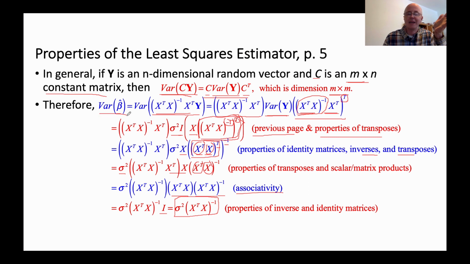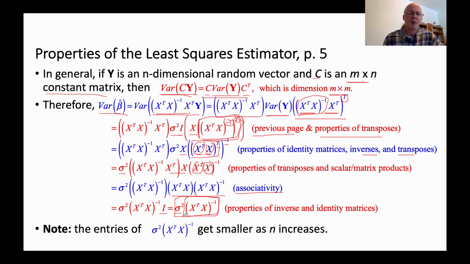That's the variance of beta hat, which is really the variance covariance matrix. Beta hat is a vector. Its variance is really a variance covariance matrix. It's sigma squared, that constant, times this matrix. Okay? Is beta hat consistent?